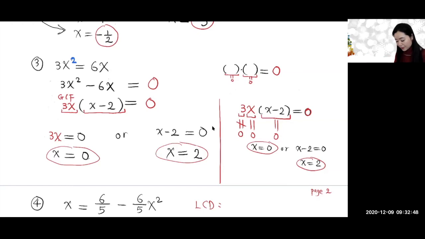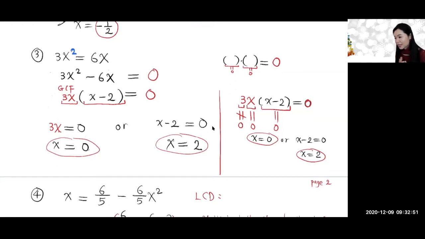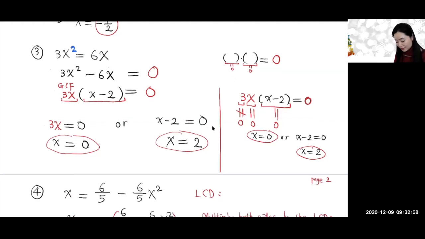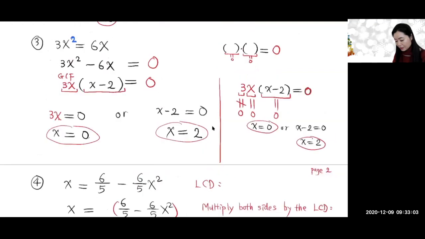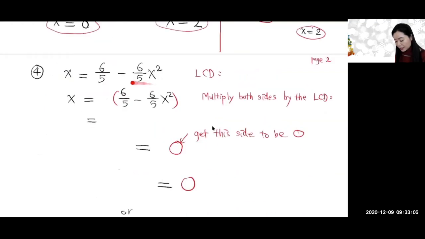Okay, the next one over here. Any question? Am I going too fast? Okay. All right, so next one over here. Okay, this one. X equal to this. Again, this is a quadratic equation, okay? It's degree 2. So x squared, x and this. However, this one here involves those fractions. So we want to simplify this first by getting rid of the denominator, okay?